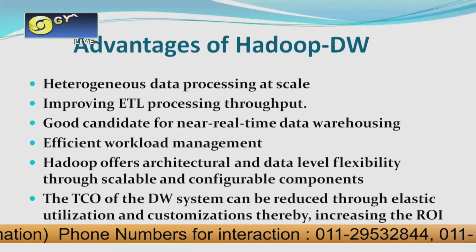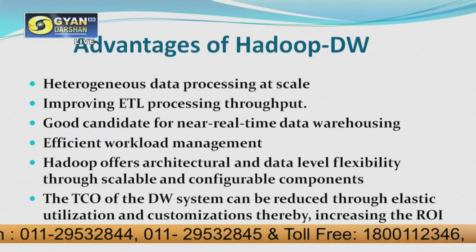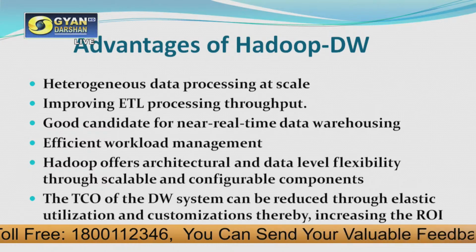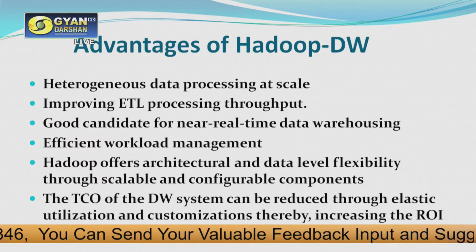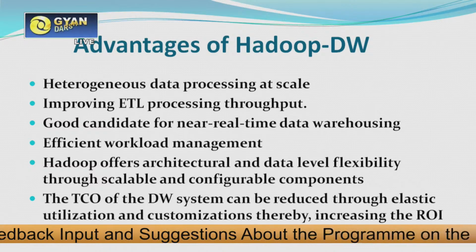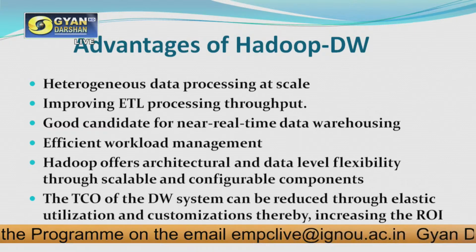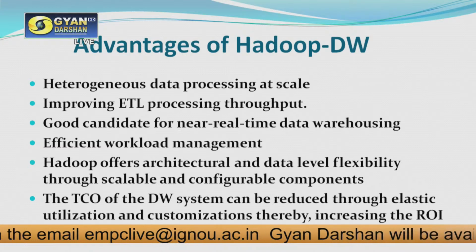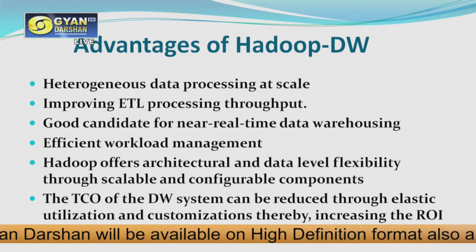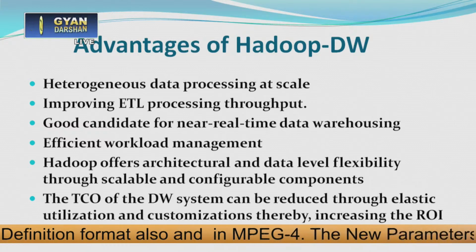So what are the advantages that we are getting from the Hadoop DW architecture? One is that heterogeneous data processing at very high scales is possible. So that is one of the advantages that we are getting. The second one is an improvement in the ETL technologies. Here we are not only dealing with the structured data that is available, however, whenever it comes to big data and other large volumes of data, ETL would be a big problem. So using this Hadoop, the processing throughput will be very high in the Hadoop DW. So it is helping in real-time data warehousing. That is the third advantage that we are getting.